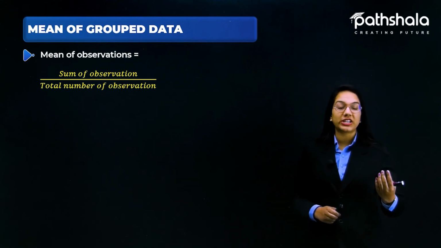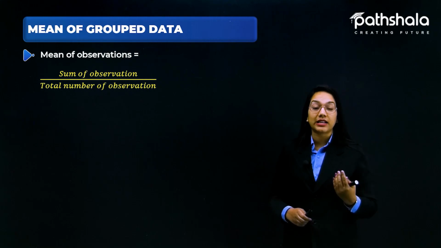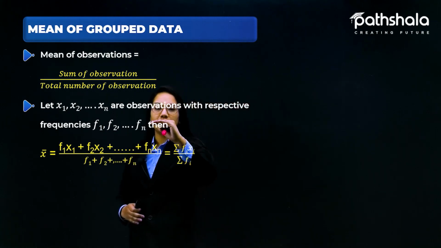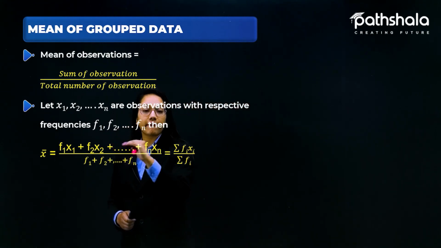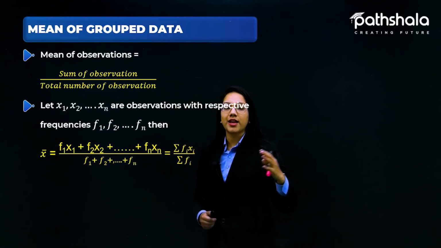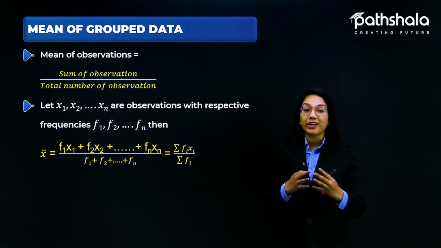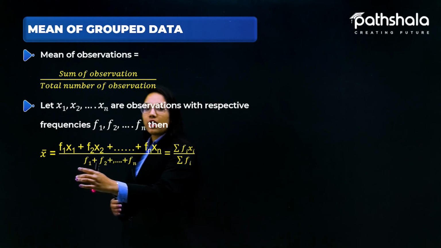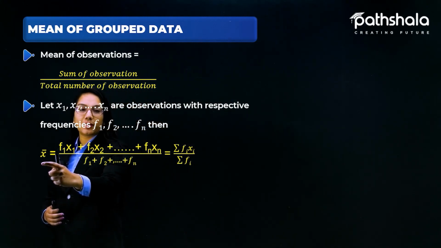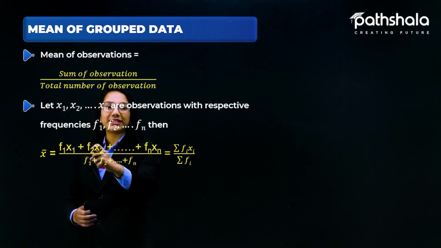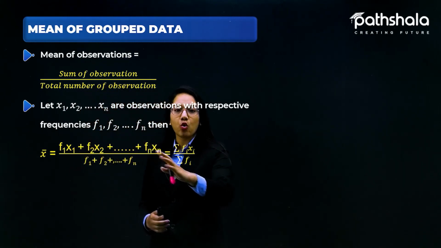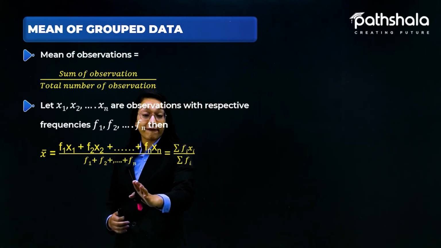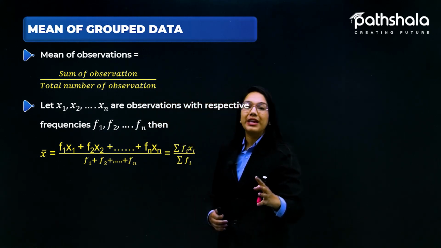Now let us extend this formula for frequencies. Suppose x1, x2, x3, and so on up to xn are the observations with the respective frequencies f1, f2, f3, f4, up to fn. Then the mean, represented by x bar, is equal to f1 x1 plus f2 x2 plus f3 x3 and so on plus fn xn, divided by f1 plus f2 plus f3 and so on plus fn, which is equal to this symbol.